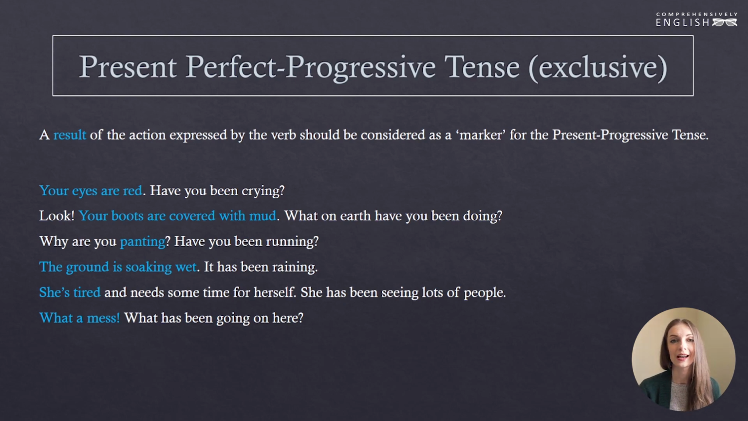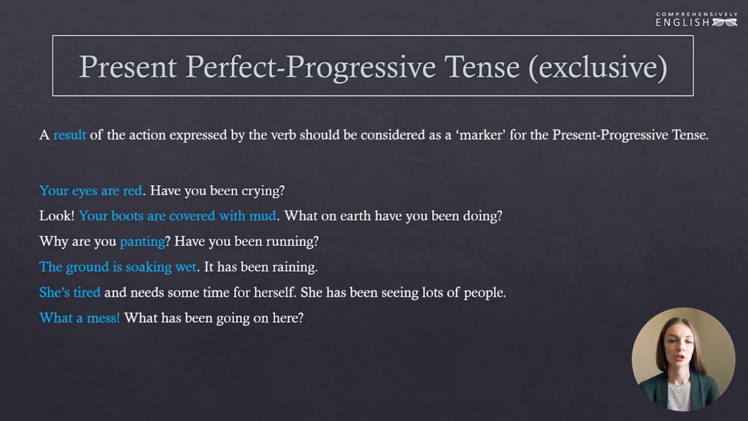Because there is an obvious result, and this result is your marker. Your eyes are red. Have you been crying? Your eyes are red is your marker because this is a result that we have in the present, a result of some action that has happened recently. We cannot say, have you cried, though. Your eyes are red is a very visible result.